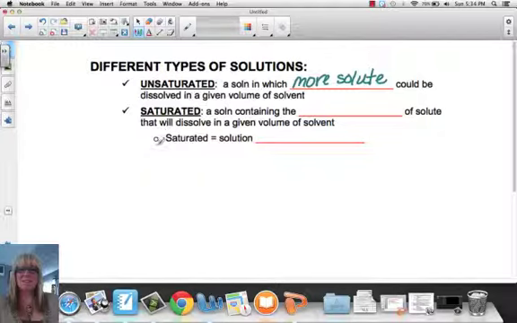In a saturated solution, a solution containing the maximum amount (I'm going to abbreviate amount, AMT) of solute that will dissolve in a given volume of solvent. So if it's the maximum amount, we say that a saturated solution is a solution at equilibrium. So it's very stable.